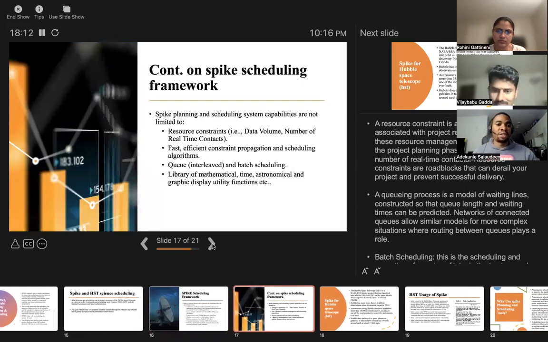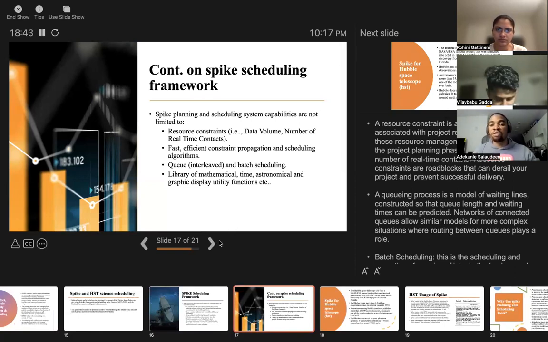Continuation on the Spike scheduling framework. The Spike planning and scheduling system capabilities are not limited to resource constraints, which cover the data volume, the number of real-time contents, etc., and the fast, efficient constraint propagation and scheduling algorithm. We also have the queue, which is the interleaved and batch scheduling, and we have a library of mathematical, time, astronomical, and graphical display utility functions.